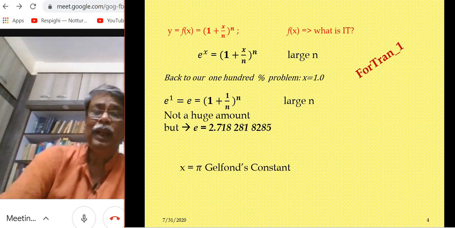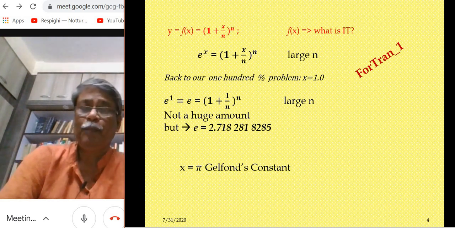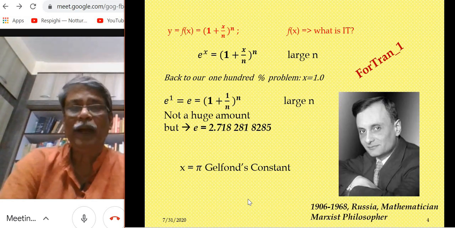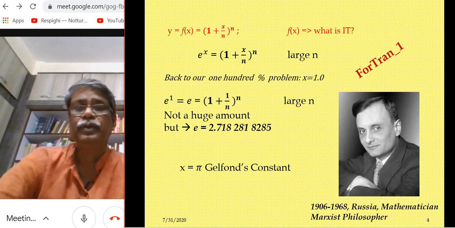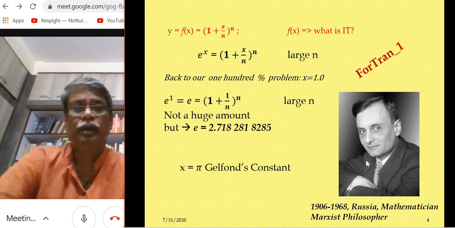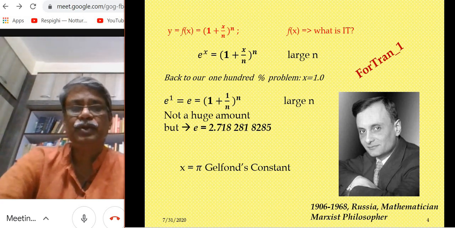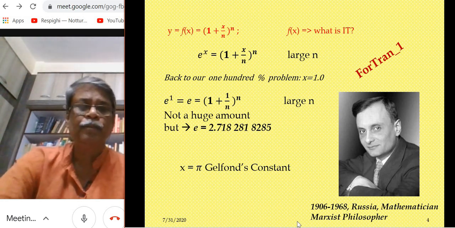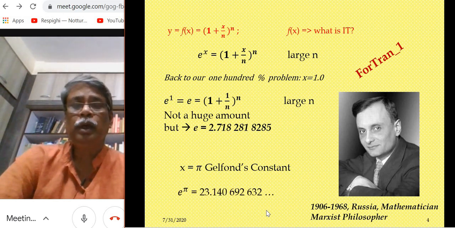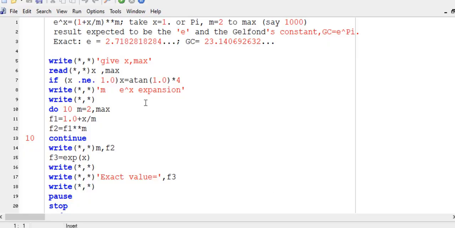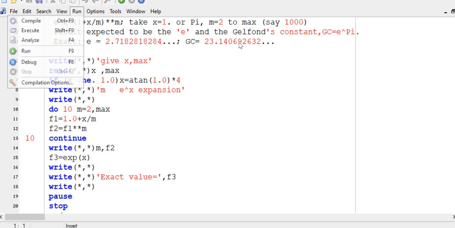If I put another x value, suppose I will be using pi, x equal to pi, that means it would give you e to the power pi, and that is actually known as Gelfond's constant. Here is the picture of Gelfond, 1906 to 1968, a Russian mathematician, and he was a Marxist philosopher. So the value e to the power pi, exact value is 23.14 something, and again we will explore that.